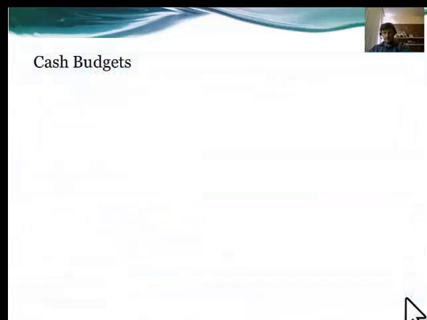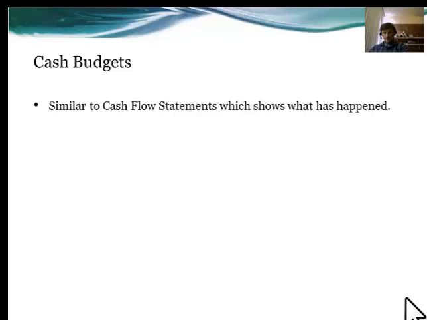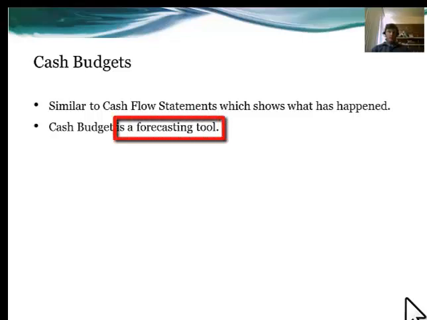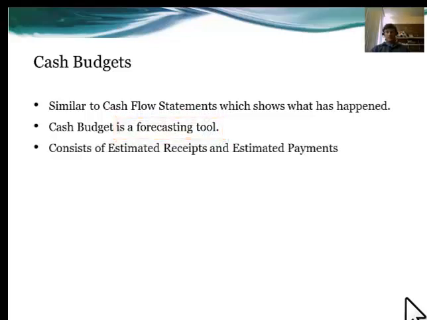When we deal with cash budgets, we're actually trying to do some forecasting into the future. So as I said to you before, it's similar to a cash flow statement, which shows what happened, but it is looking into the future, and therefore that can become difficult in trying to predict inflows and outflows. Very similar to the previous type of statement, but we classify it only as estimated receipts, so money coming in, and estimated payments, money going out.